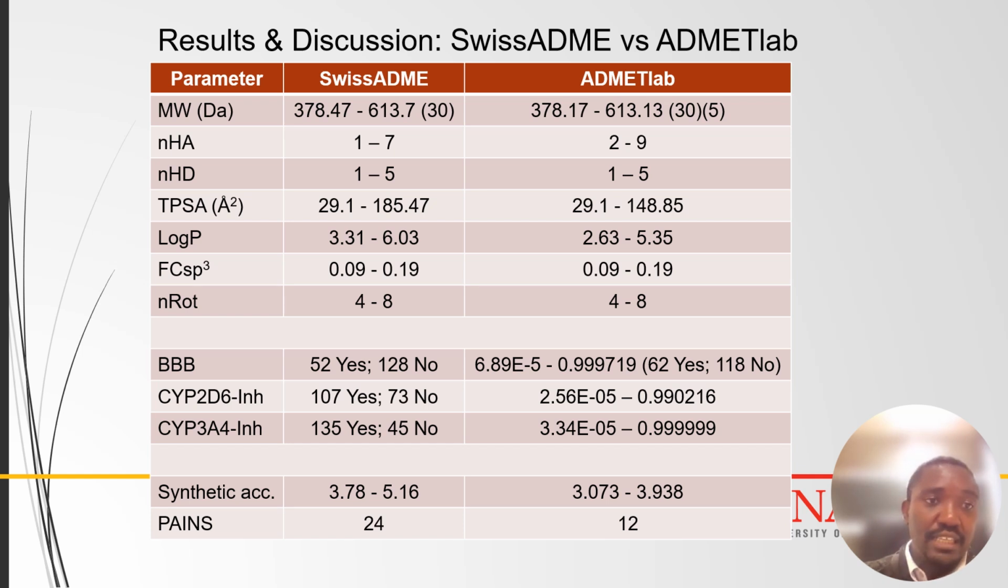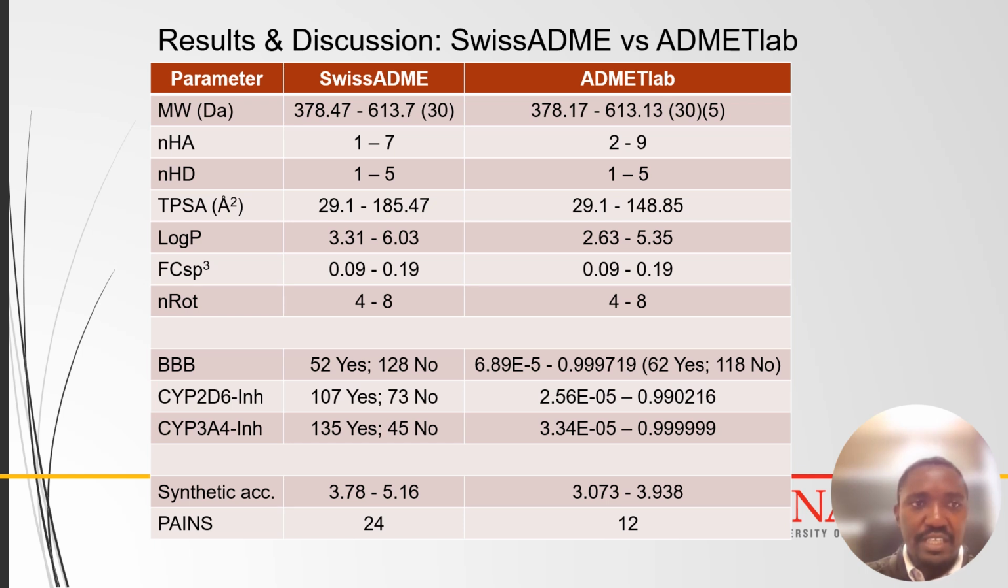The only highlight that needs to be highlighted here is that for the Swiss, in terms of the hydrogen bond acceptors, they say that aniline is neither a hydrogen acceptor nor a hydrogen donor. That's why we see a difference: in the Swiss there are 1 to 7 hydrogen acceptors in terms of the range for all our compounds, while for the ADMET lab they were between 2 and 9. That's the variation.